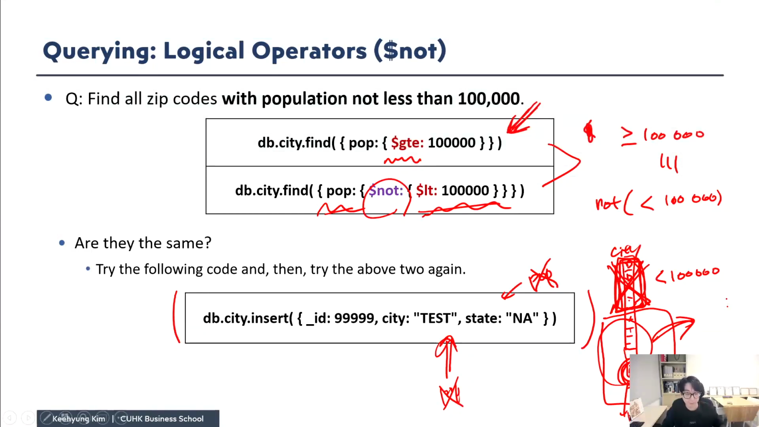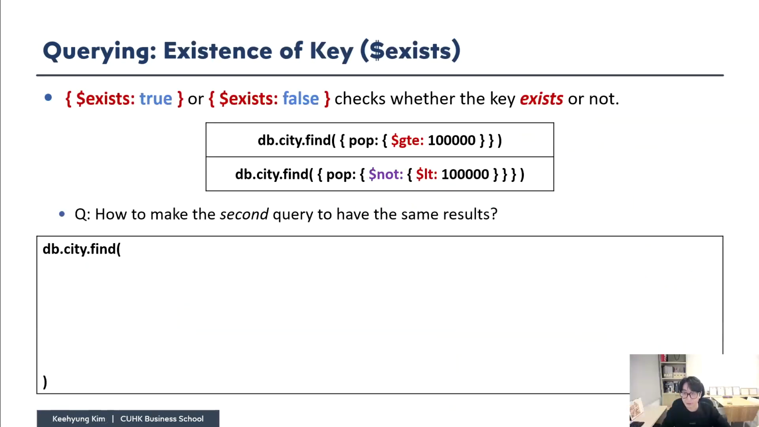And the next one is this. If you want to make a comparison only when a certain field exists, you can use this exists operator. This exists operator will check whether a certain key field actually exists or not inside the document. If it's true, it will check whether the field exists. If it's false, it will check whether that field doesn't exist. So for this second query, if you want to make a change to give the same result as the first query, then you can use the exists operator here.